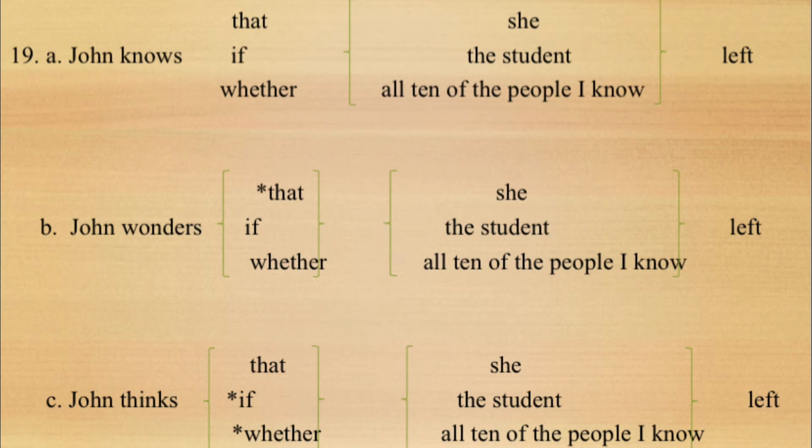The constructions above are not sensitive to changes in their subjects. John knows that she left. John knows if the student left. John knows whether all 10 of the people I know left. John wonders that she left. John wonders if the student left. John wonders whether all 10 of the people I know left. John thinks that she left. John thinks if the student left. John thinks whether all 10 of the people I know left.